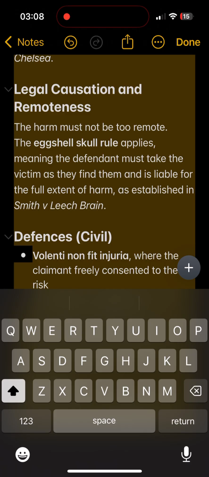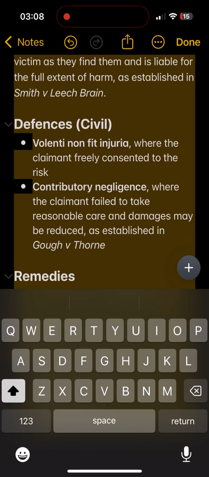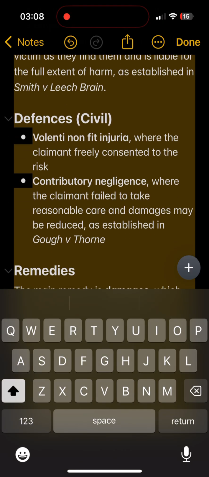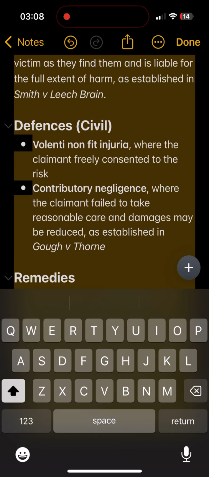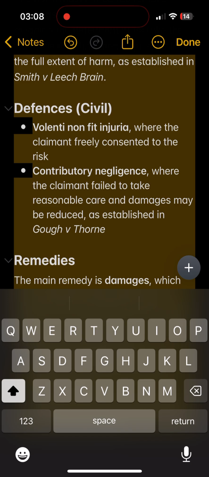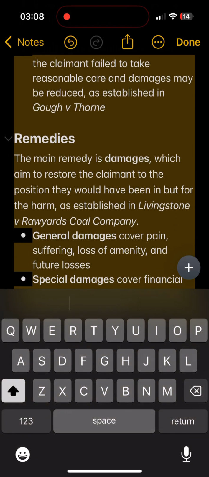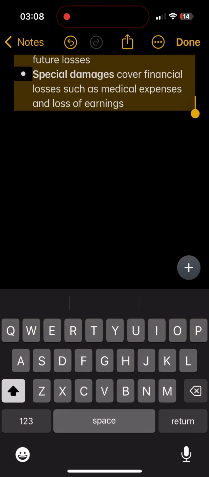The eggshell skull rule applies, meaning the defendant must take the victim as they find them and is liable for the full extent of harm, as established in Smith v. Leech Brain. Defenses: civil volenti non fit injuria, where the claimant freely consented to the risk. Contributory negligence, where the claimant failed to take reasonable care and damages may be reduced, as established in Froom v. Butcher.